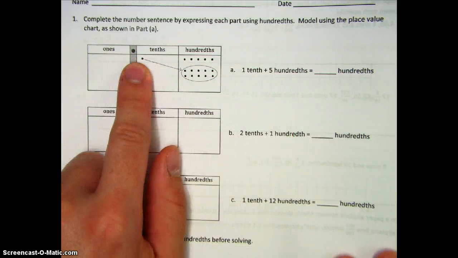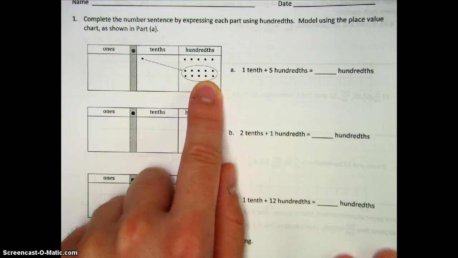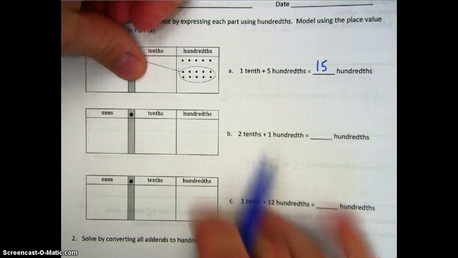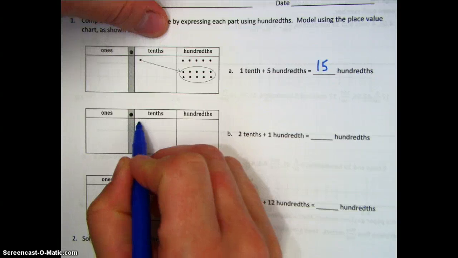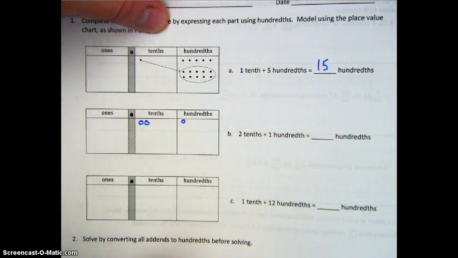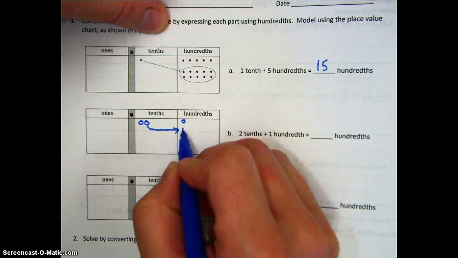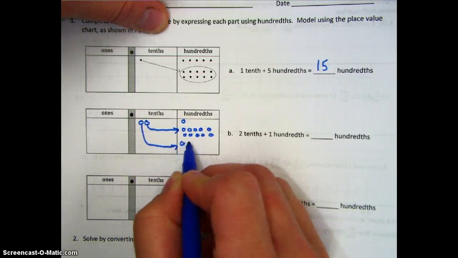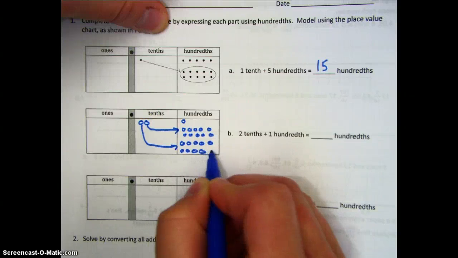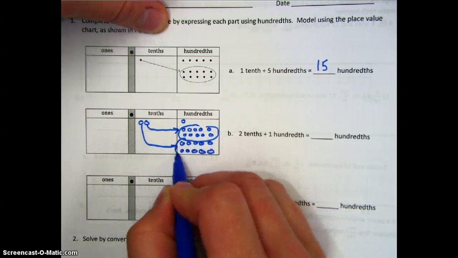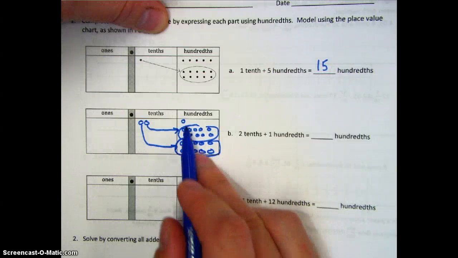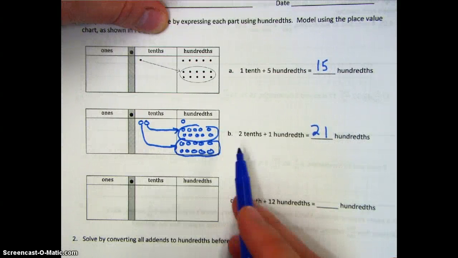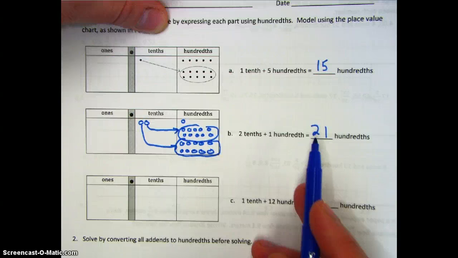So now we're going to make our 1/10 into 10 hundredths, and that'll give us a total of 15 hundredths. For the next one, we're starting with 2/10 and 1/100th. Okay, so we're going to decompose each of our tenths into 10 hundredths. Okay, making our groups of 10. So now we can see that we have 10, 20, and then our 1, or 21 hundredths. So our 2/10 and 1/100th becomes 21 hundredths.